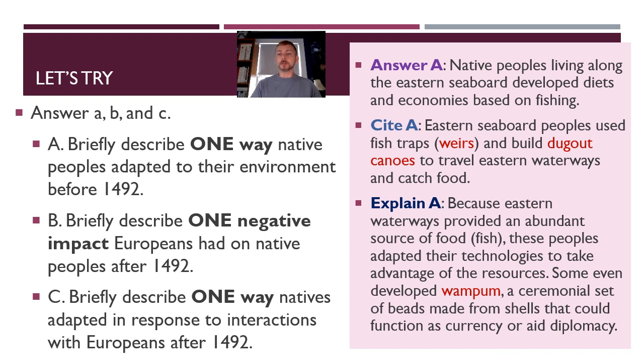Explain. So this might seem redundant, like I've just answered the question, why do I have to explain it? Well, I'm here taking this to the point of reinforcing that these people used what was in their environment and they created an adaptation to fit it. So eastern waterways provided an abundant source of food, so the peoples on those coasts adapted their technologies to take advantage of it. And then another idea popped in my head, and this is totally okay, because sometimes as you're thinking, more thinking happens.